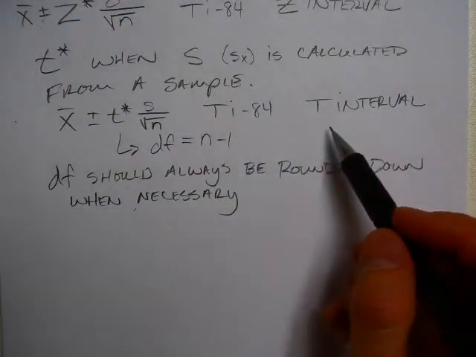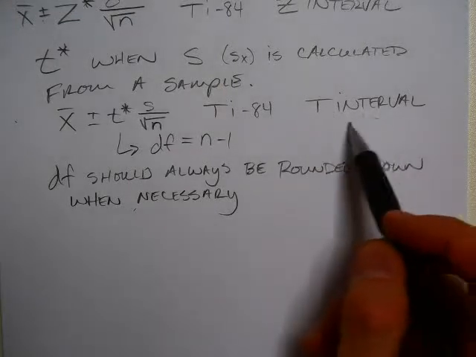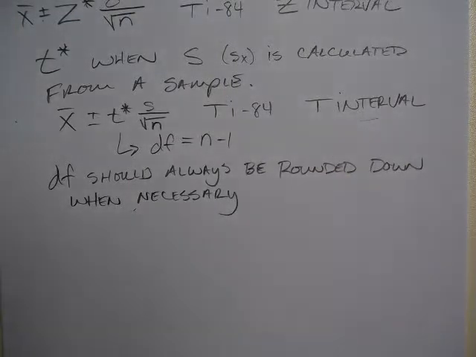Now, if you're using the calculator for this t-interval, it does all that for you. So if n is 49, degrees of freedom is 48. If we're using the table, we have to round down, but the calculator handles it at 48 just fine. It knows all those numbers.